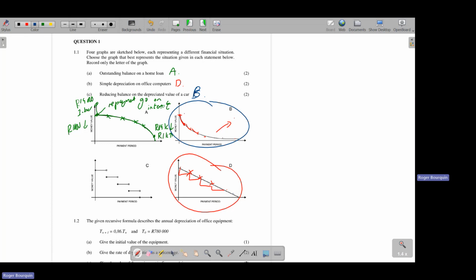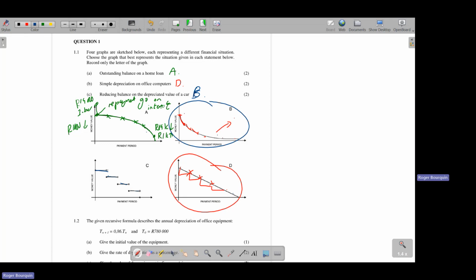Okay, simple depreciation, reducing balance, outstanding balance on the loan. What's going on in C, just out of interest? Well, it must be some kind of thing where you're not charged interest, and what you pay back stays the same. So, I don't know, you owe R1 million and you pay back 200,000 Rand each time. There's no interest going on there. Those straight lines over there.